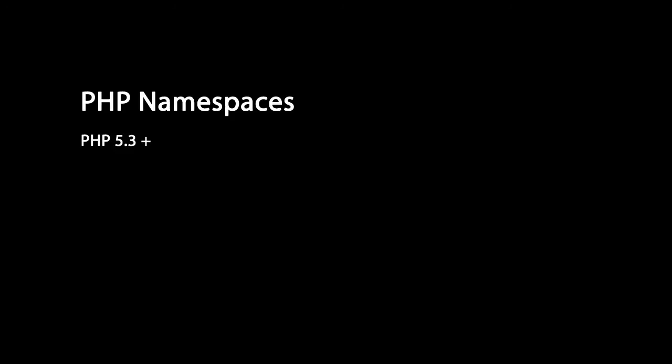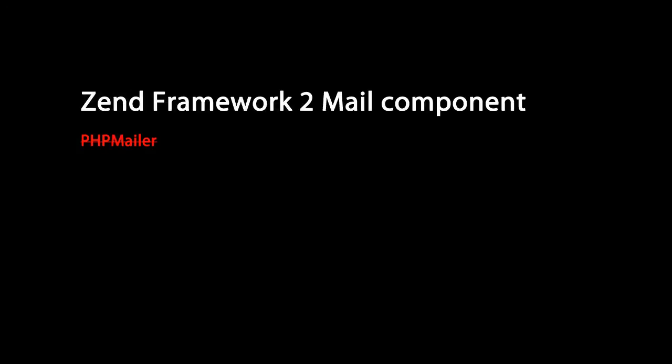Apart from the PDO, we will also introduce the namespaces, which have been added to PHP from version 5.3. Therefore, in order to be able to proceed with the instructions in this course, you have to make sure that your server has a version of PHP 5.3 or higher. We will replace the PHP mailer, which we've been using for email processing purposes, with the mail component of Zend Framework 2, which also uses namespaces.